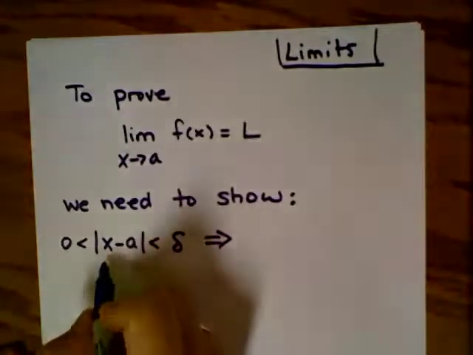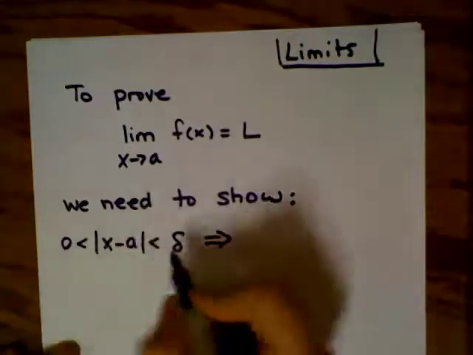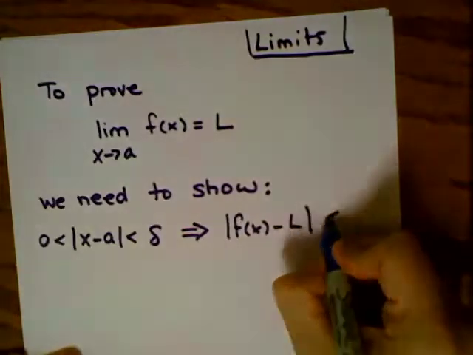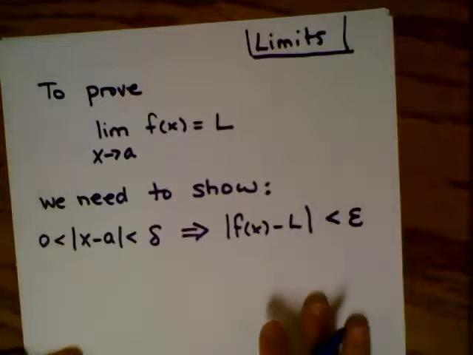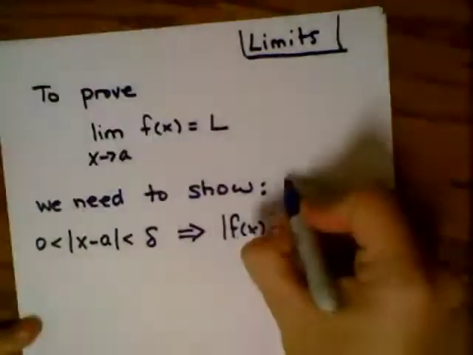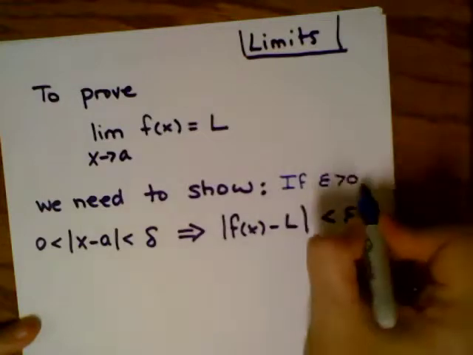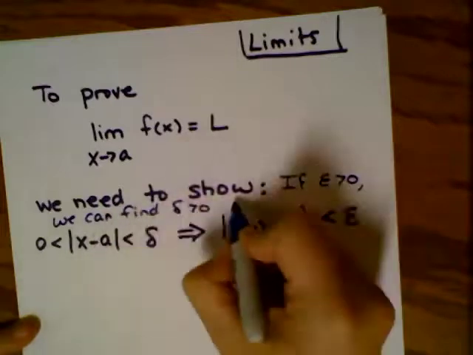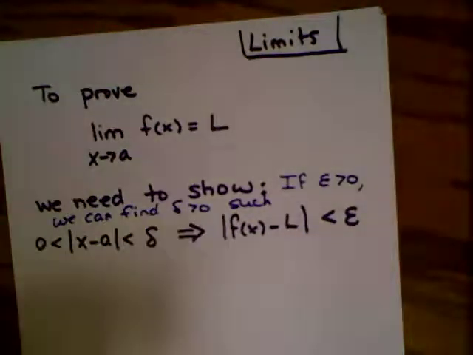We need to show if the absolute value of x minus a is strictly between 0 and delta, that implies the absolute value of f of x minus L is less than some epsilon. Or maybe even more specifically, we need to show if some epsilon greater than 0 is given, we can find a delta greater than 0 such that the following implication holds. Alright, let's just work through an example.